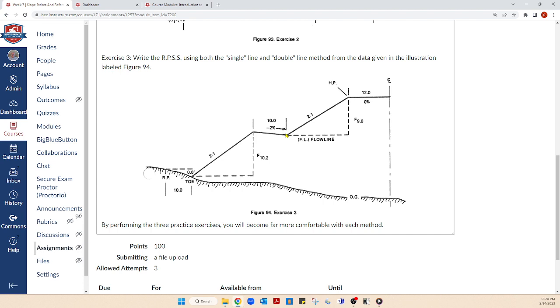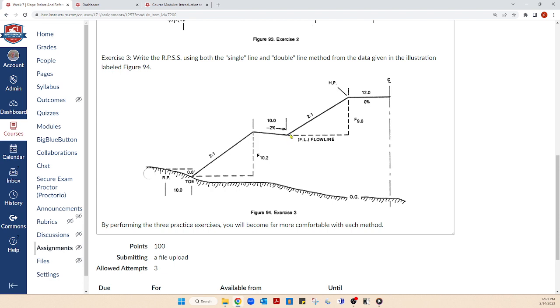0.02 times 10 equals... you could say cut 0.2 in 10 right here. Or you could say 2% at 10 feet. And it would give you this point here.